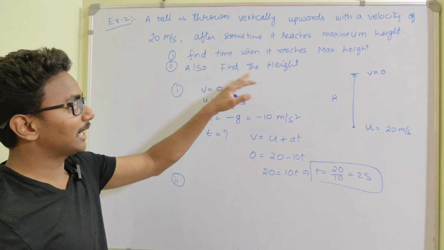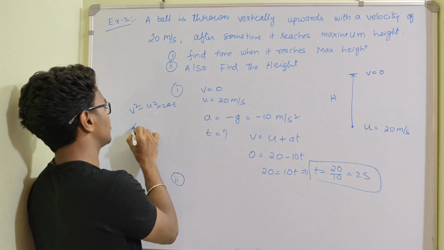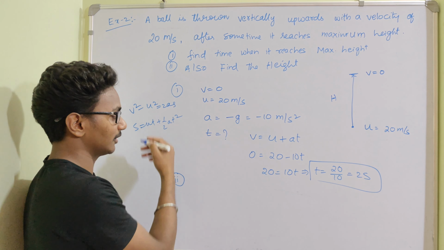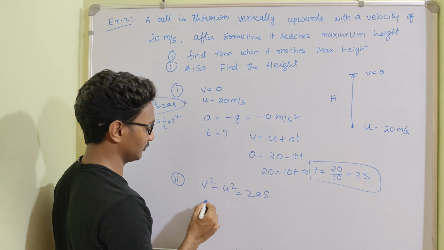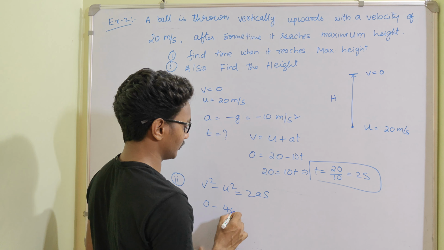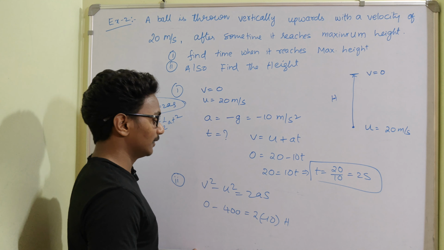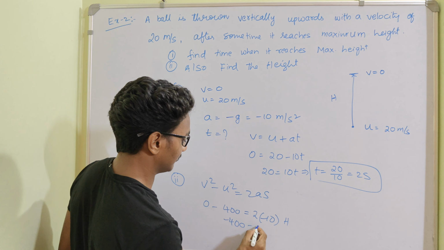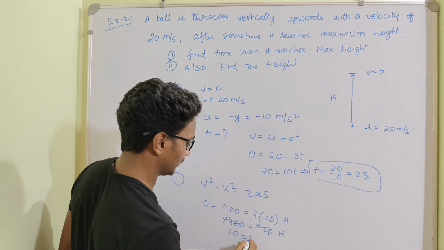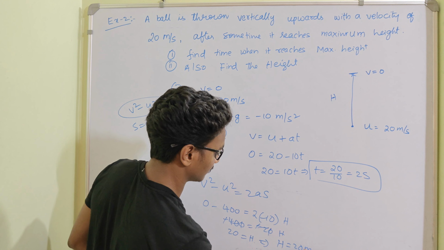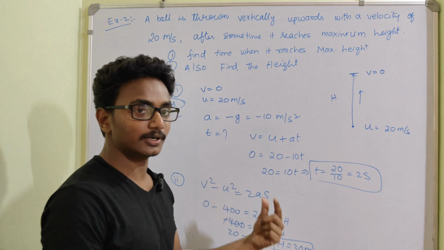Second part, find the maximum height. You can use any one of these two equations, that is v square minus u square equals 2as or s equals ut plus half at square. Any one of these, I'm using this. 2as. v is 0, that we know. Minus u square is 400, 20 square is 400. 2 times a, which is minus 10, times h. Now minus 400 equals minus 20h. Cancel this minus sign. Finally you got h is 20 meters. Here we got a positive sign that represents it's moving in upward direction. For upward direction, s is positive, right?